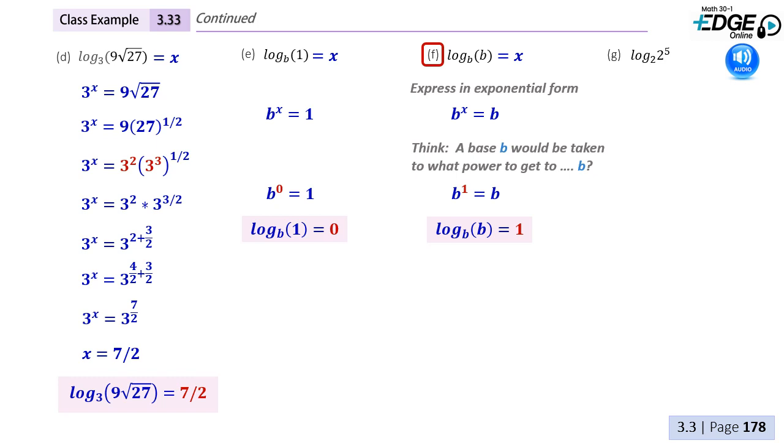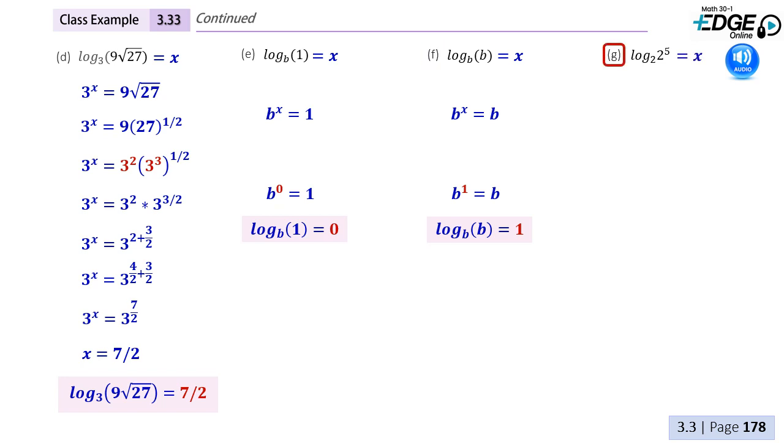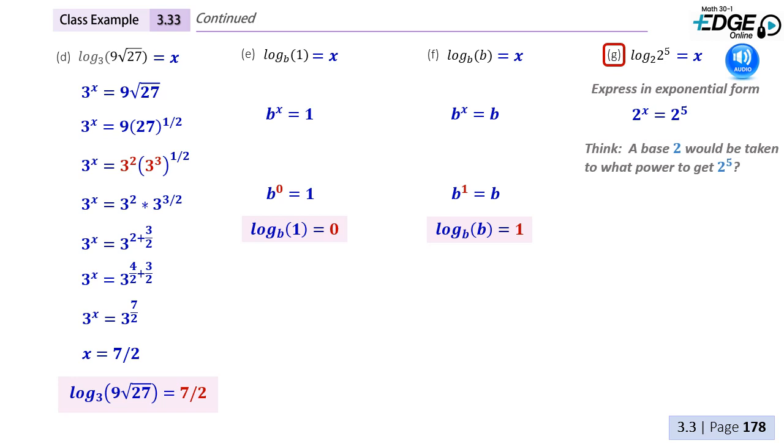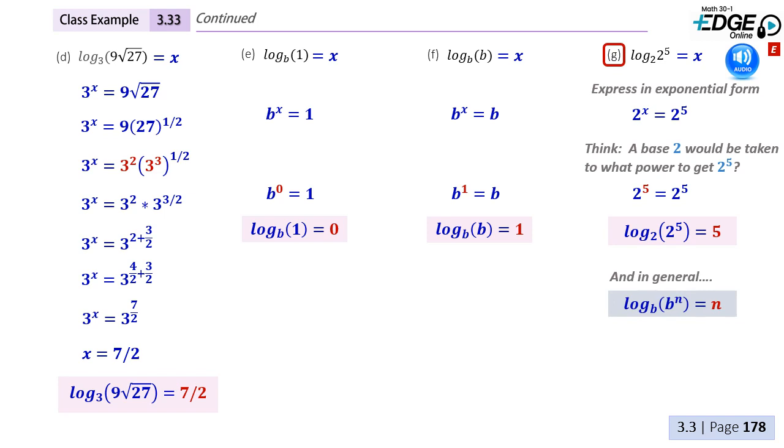Question G gives us the answer in the question. What exponent will be written on 2 to give us an output of 2 to the power of 5? Well, the answer must be the 5. We see this when we convert to exponential form. This would be expressed as 2 to the 5 equals 2 to the x. So the x must be equivalent to 5.